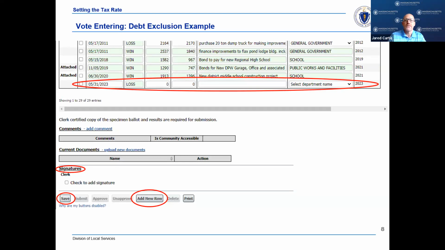The form asks for the following information: date of ballot vote, was it a win or loss, the number of yes votes, and the number of no votes, the purpose of the vote, the department that the vote applies to, and the applicable fiscal year. Once the clerk has entered the proper information, they must sign, save, and submit the new vote.